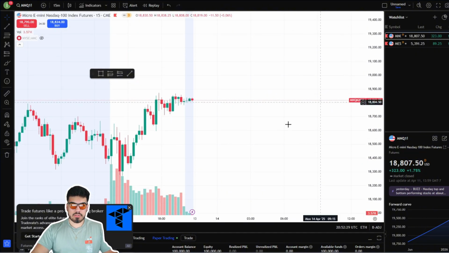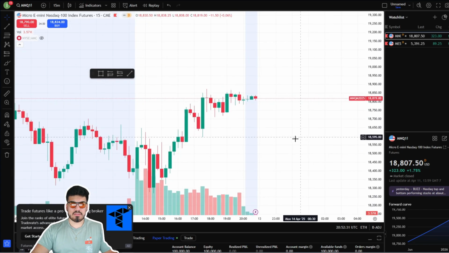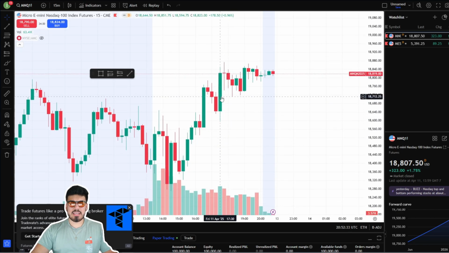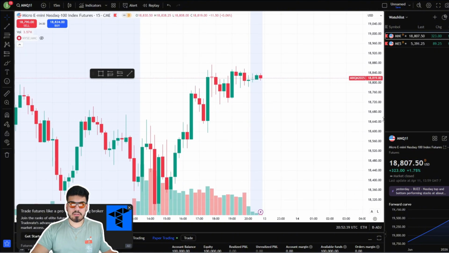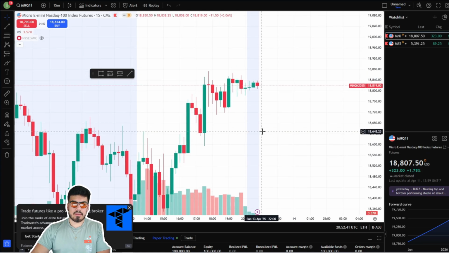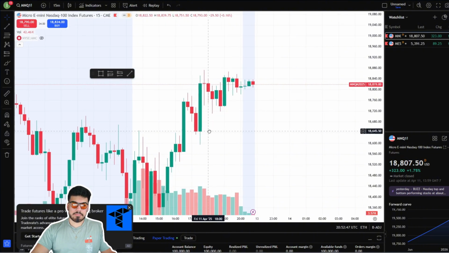Now, what is a candlestick? It's very simple. There's two parts of a candlestick. There's the body right here, the rectangle box, and there's the wick, the line right there. And there's a red candle and a green candle. Green candle means in that 15-minute time period, since we're in the 15-minute time frame, in that 15 minutes, it went up.